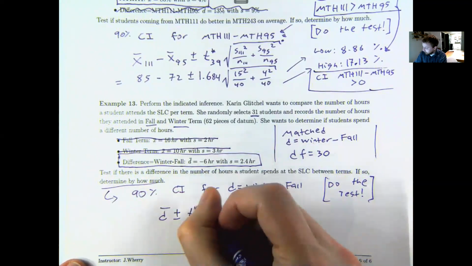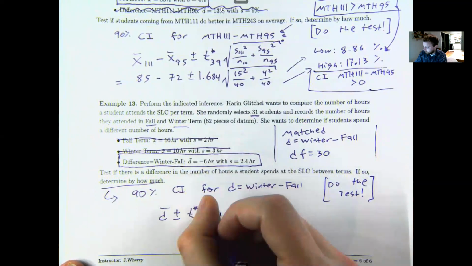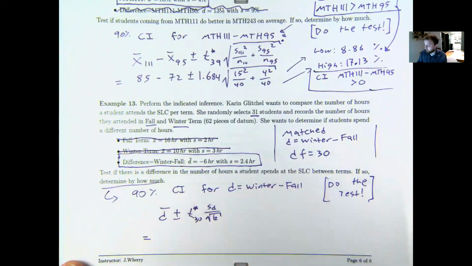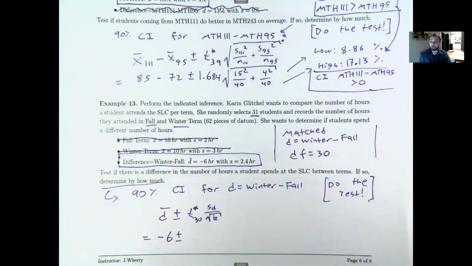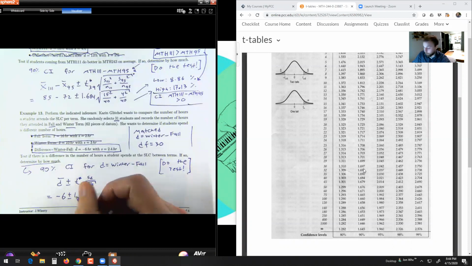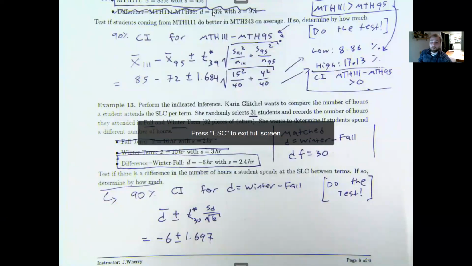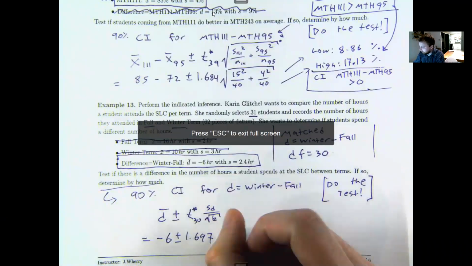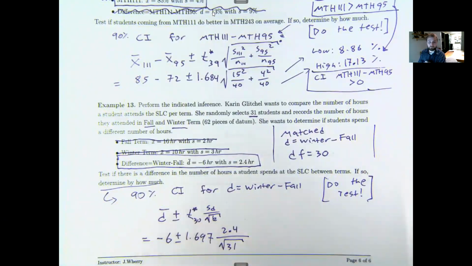So I have my confidence interval formula for just one group. Degree of freedom is 30. I'm going to plug in my values. The average was a -6. I have to be really careful about the signs when I'm done. That's okay. 90% confident, and I'm looking at 30 as my degree of freedom. I got a t-star of 1.697 for that. Standard deviation was 2.4. Square root, I'm looking at 31 samples.